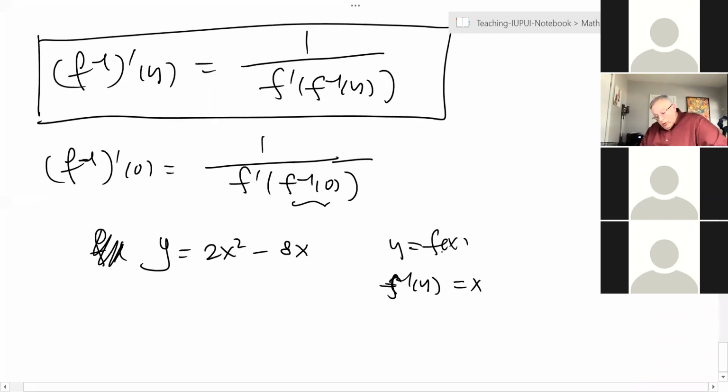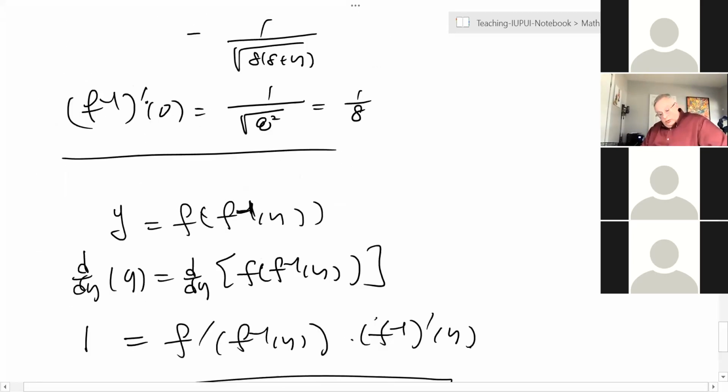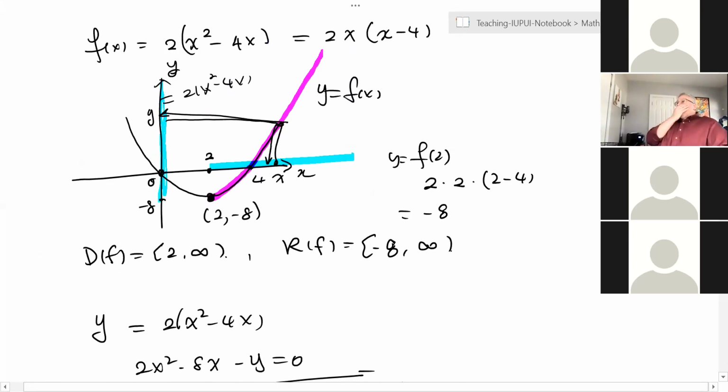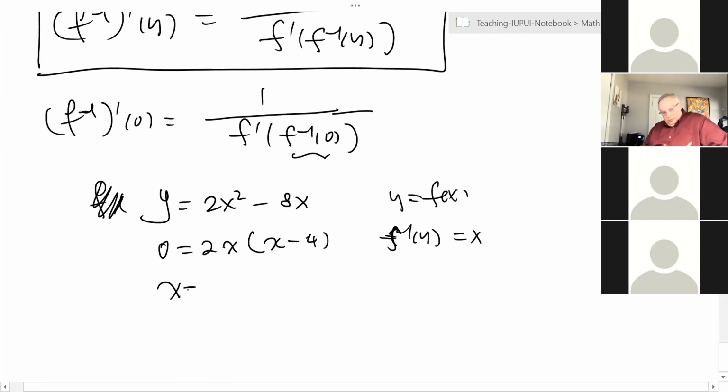So when y is 0, what is the x value, in other words? Okay, so 0 equals 2x times (x minus 4), right? So clearly x is either 0 or x equals 4. Well, our x should be positive, that's our definition for the function. Our x is greater than or equal to 0. We already said that at the very beginning. So clearly x equals 4.